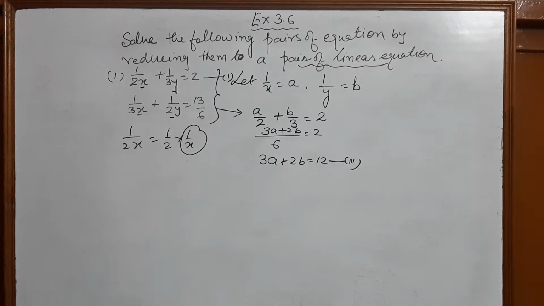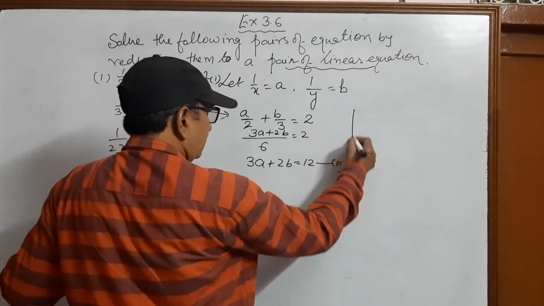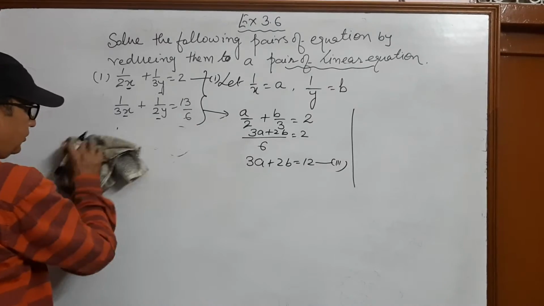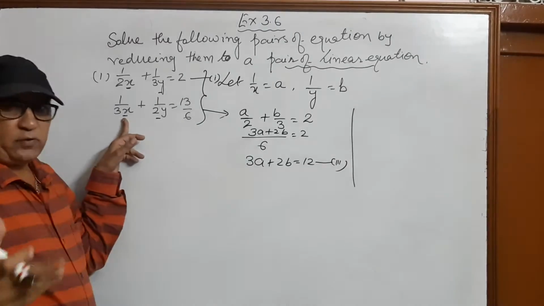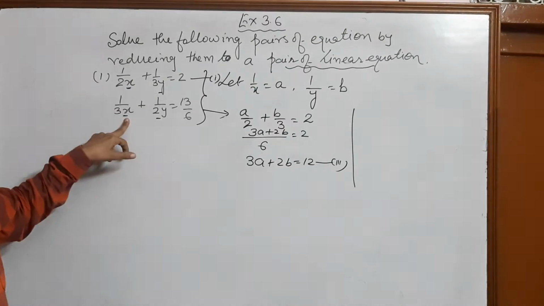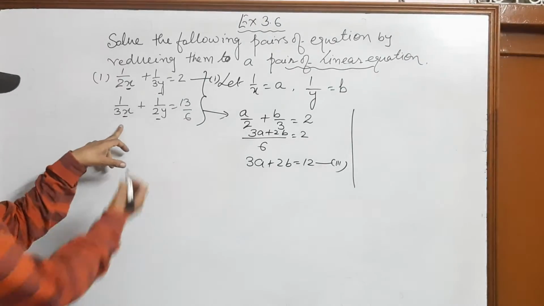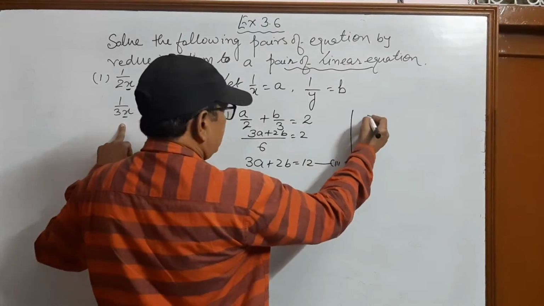3a plus 2b equals 12. In the same way, the second equation. Now you think yourself and try to write in your notebook. Beta, solve along with me. Keep watching the video and keep solving along, then you will understand. What will we write for 1 by 3x? Yes, say it aloud, think and say something.